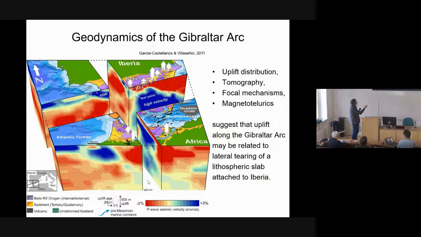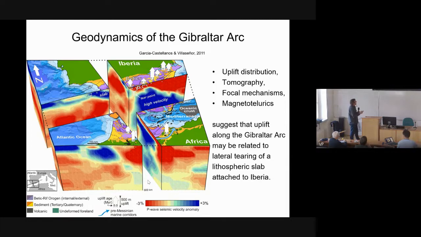This is a geological map with the same tomographic image. In blue, you have high speed seismic velocities, and this is for 660 kilometers deep. So this goes deep into the mantle. And what you see is that there is a point, what we call the tearing point, that separates the area where this lithospheric slab is hanging from southern Iberia from the area farther to the east, on the right side, where the same slab seems to be detached.